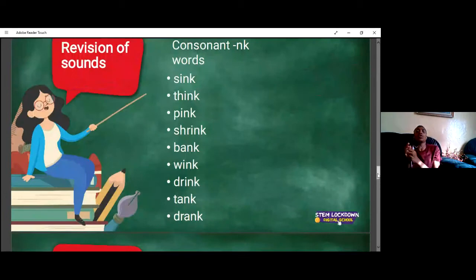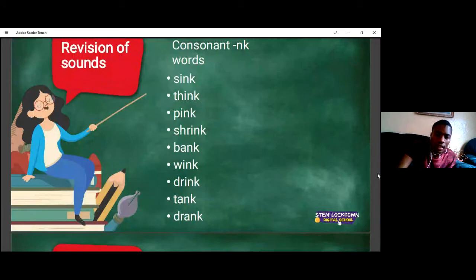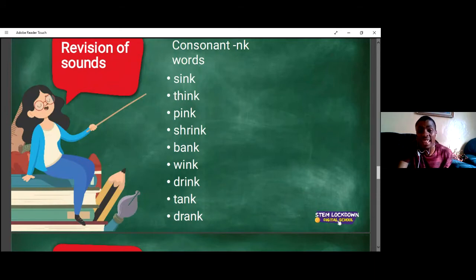So let's go over the words. Let's go over these nice words together. Right. We have sink, think, pink, shrink, bank, wink, drink, tank, and drank.